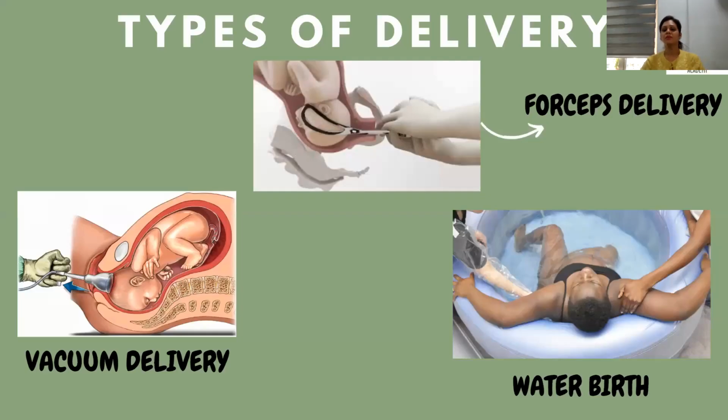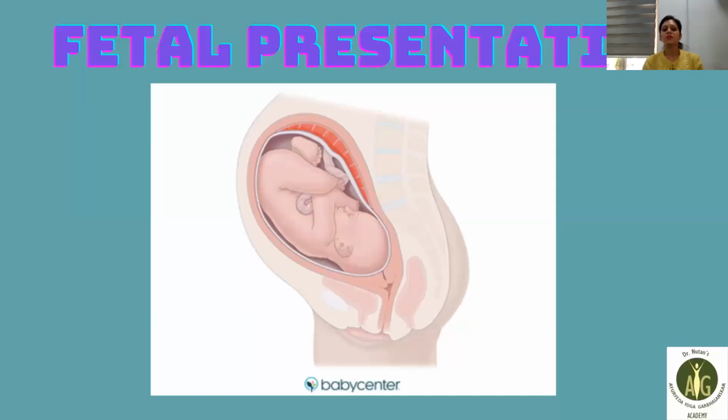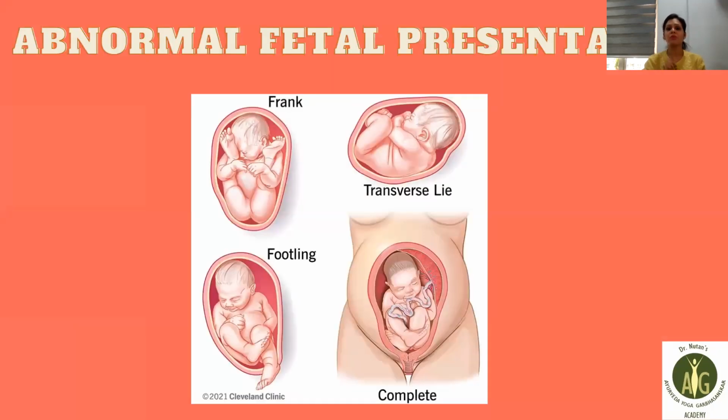So there are many types of delivery. If the mom is not able to push the baby, then doctors have to help her through either forceps delivery, vacuum delivery, or water birth. So this is the correct fetal presentation, where you can see the head of the baby is completely fixed in the cervix and it can be delivered easily. And these are the abnormal fetal presentations, in which the baby is breech, or transverse lie, or it is footling.